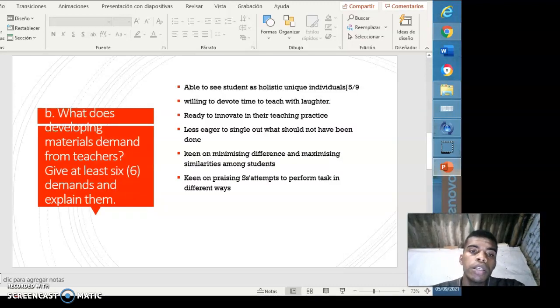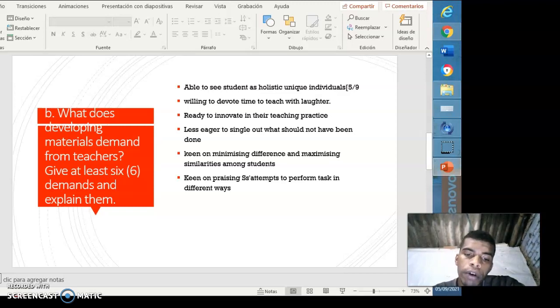And the second question is, what does developing material demand from teachers? Give a logistics and demand and explain them. The first is able to see students as holistic, unique individuals. The teacher must bear in mind that the axis of the class is the student and not the teacher himself, that all his efforts must be dedicated to the student learning. Willing to devote time to teach with learner.